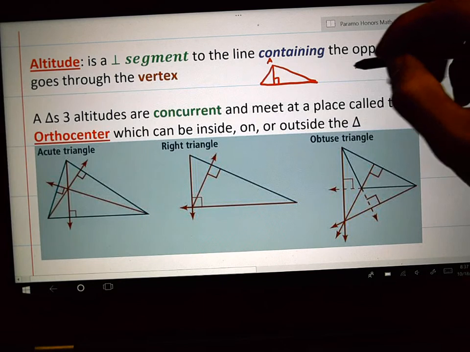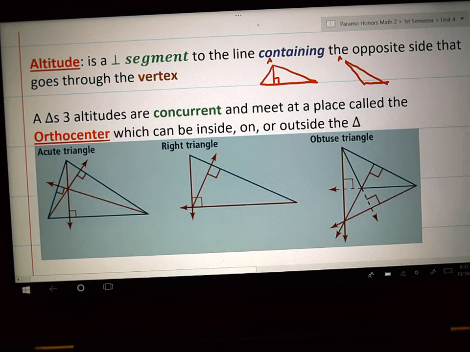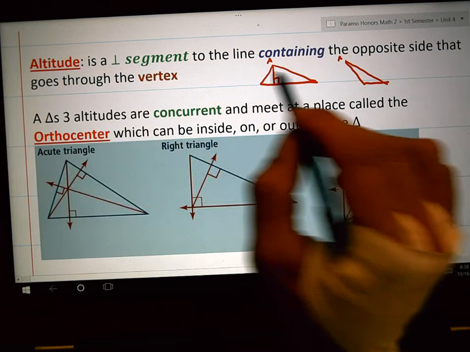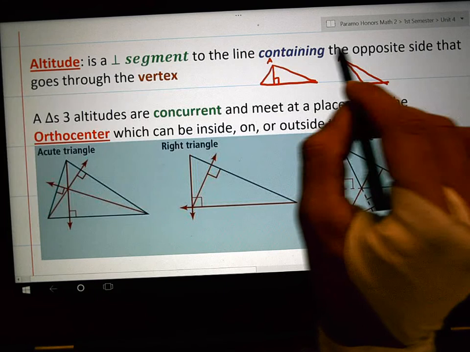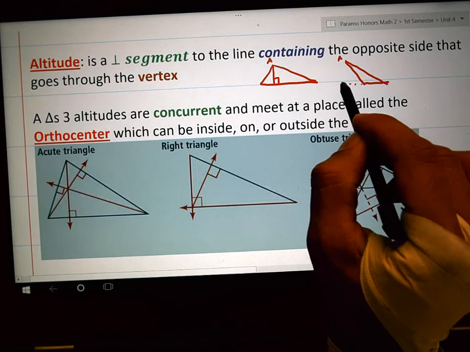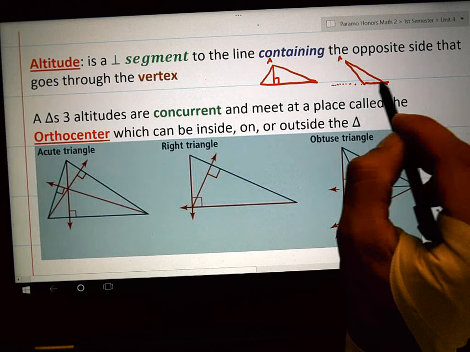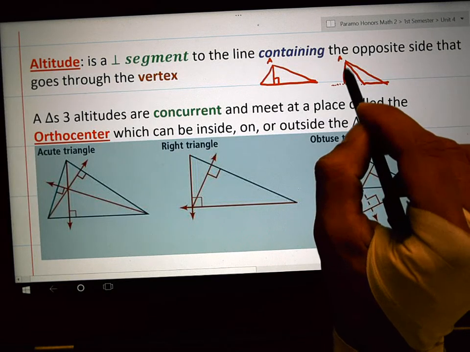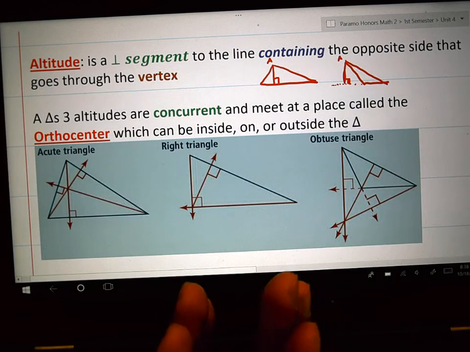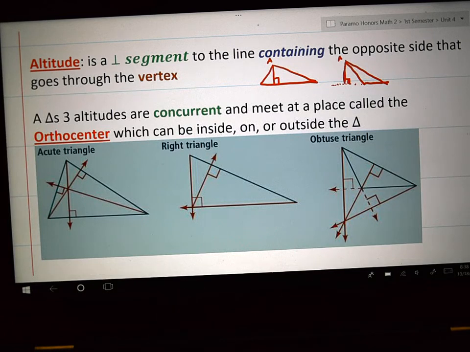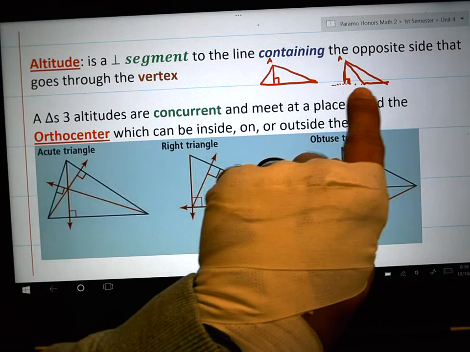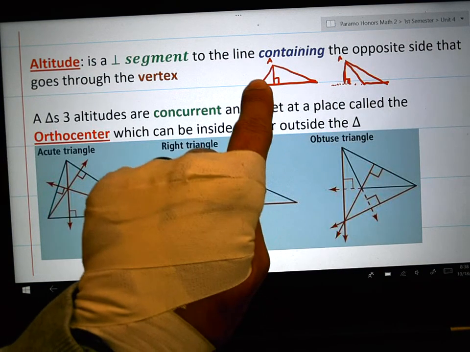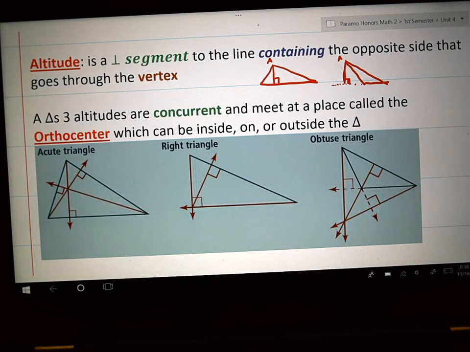But if I had an obtuse triangle, and this is point A now, the highest point to the line containing the opposite side. Sometimes you have to actually think about it like this, like, oh, this is the line containing the opposite side. What's perpendicular to that would be this. Sometimes your altitude can be outside of the triangle you're drawing. So that's why I have this altitude outside for an obtuse triangle, and I have it inside for a regular, a right or an acute triangle.